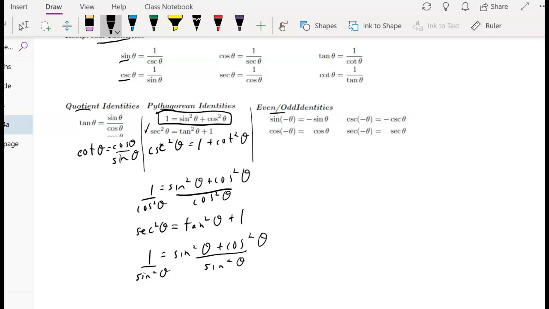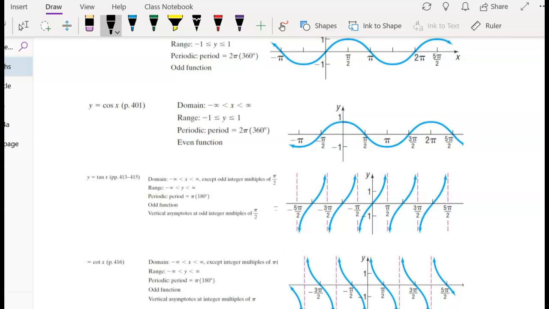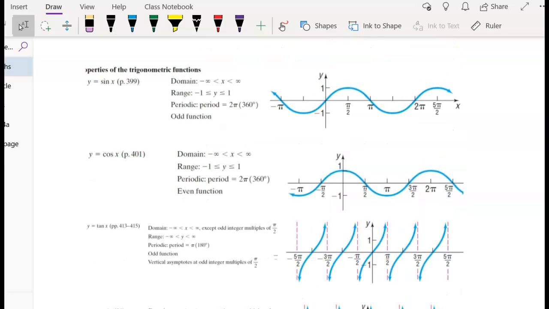And the last type of identities here are the even-odd identities. And for those, I want to just remind you of the graphs of the trig functions. So here's the graph of the sine, and this is probably the easiest way to understand the even-odd, because we know that an even function is a reflection over the y-axis, and an odd function is a rotation over the origin. So if you look at the sine function, you can see that this function is a rotation of itself around the origin, a 180-degree rotation. This point here would come down here, and in fact the whole graph would just rotate on top of itself.